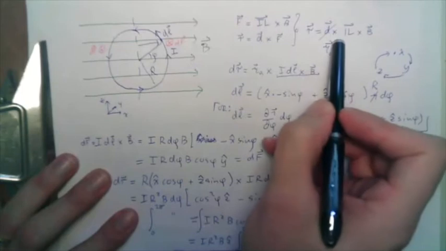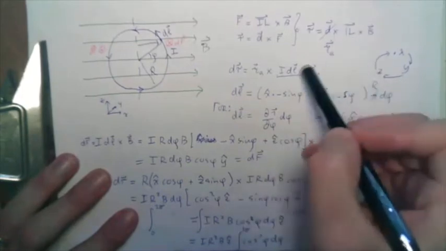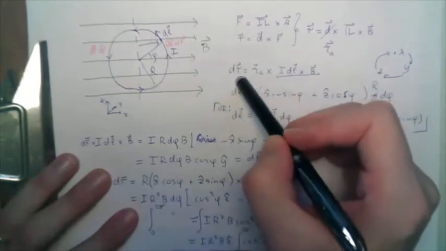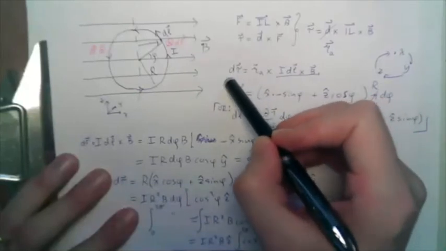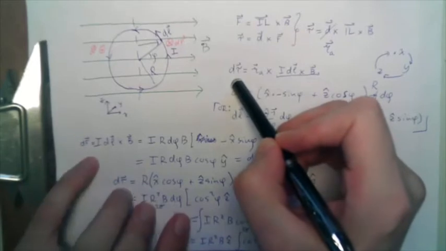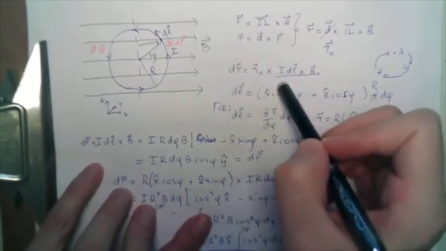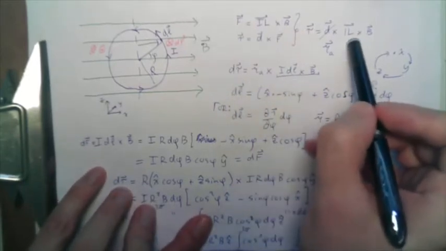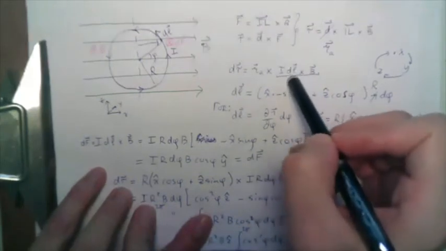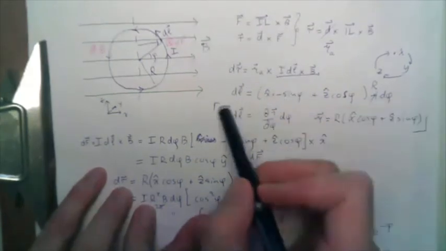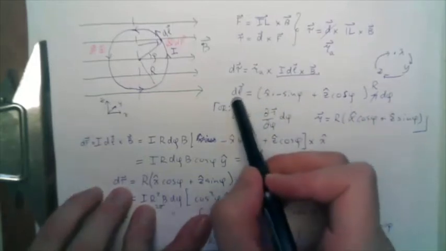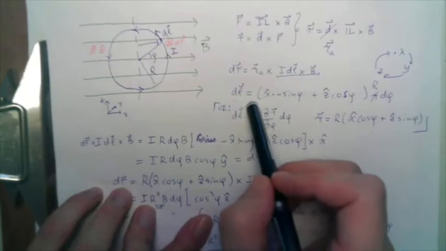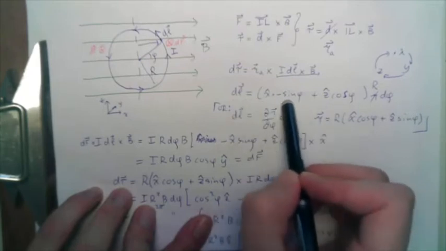So we made it into a d-torque. And that means that instead of using big finite segments of length, we needed to use infinitesimal segments of length. That's the dL vector. And that's where most of the work happens, figuring out what that dL vector is. So that's also where I messed up.